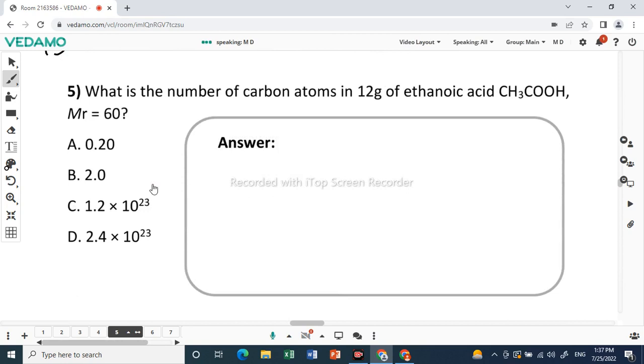We have here another idea. In this question, we don't have the mole. What's given is the mass. So let's read it. Another time I need the carbon atoms presented inside 12 grams of ethanoic acid, which is CH3COOH. The molar mass is given. So remember, you cannot calculate the carbon atoms if you don't have the mole. So definitely in this question, you need to start with the mole number as a first step. Remember that the mole is the mass divided over the molar mass.